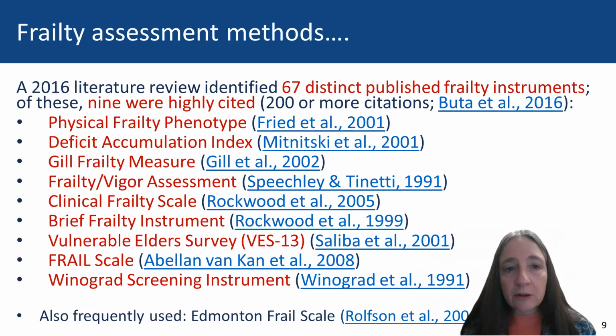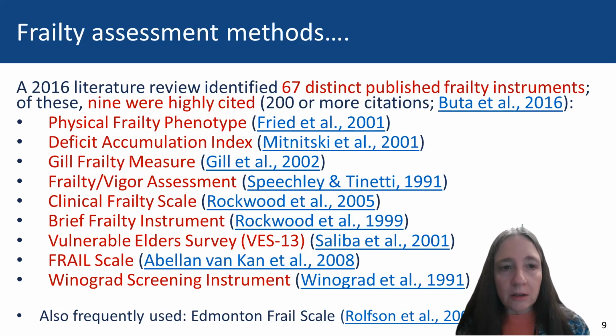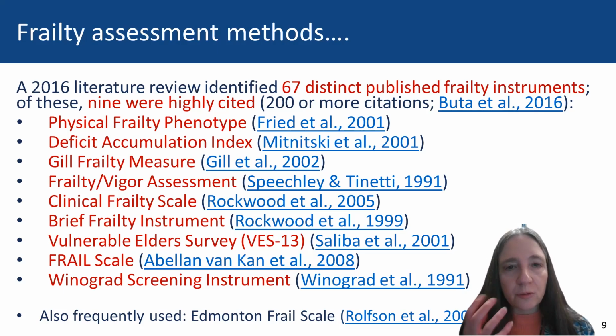A 2016 literature review led by Brian Buta involving other colleagues identified 67 distinct published frailty instruments, and that has only grown since then. Of those 67, 9 were highly cited, defined as 200 or more citations, and you can see them listed there. Also frequently used and has really ascended since 2016 is the Edmonton Frail Scale. We don't have time to go through all of these, but I do want to lead you through 3 that have been recognized, I think, really as the pillar paradigms around which many of the others have been developed.